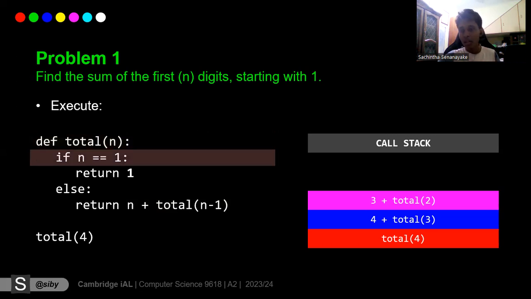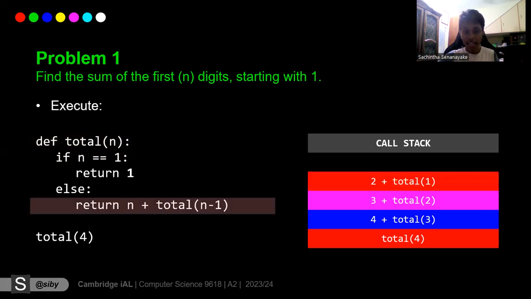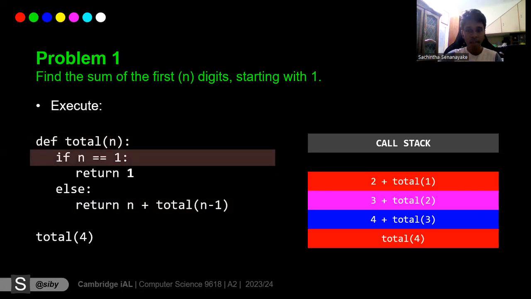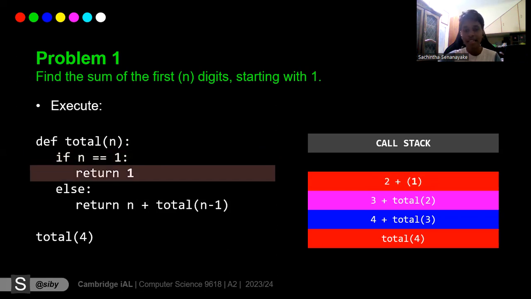Is n, which is 2, equal to 1? No. And then you return 2 plus total 1, which is n and n minus 1. And then total 1 is called where n is now 1. Now, since n is 1, what happens? It's going to become true. Now we've reached the base case. And then it's going to return 1.